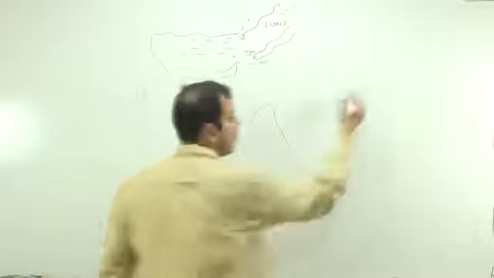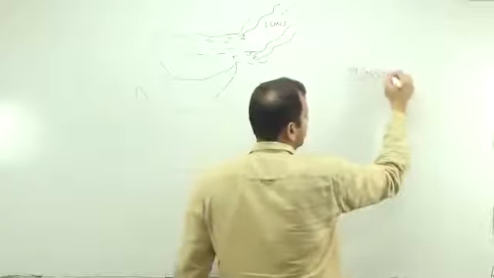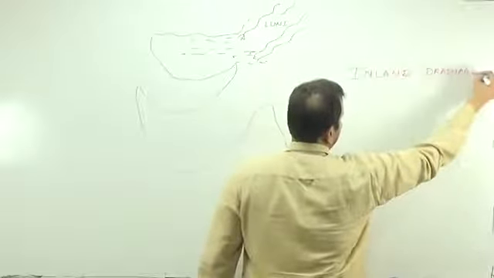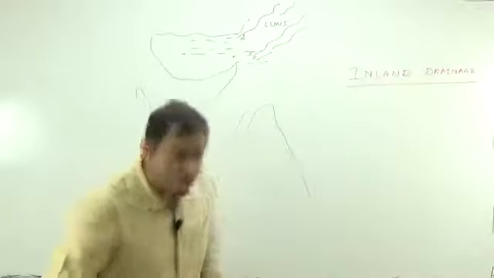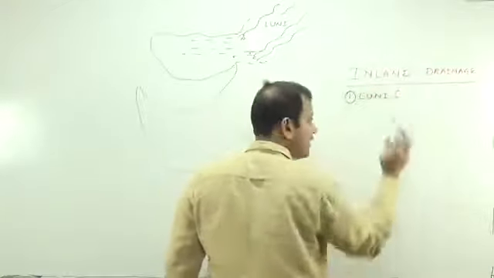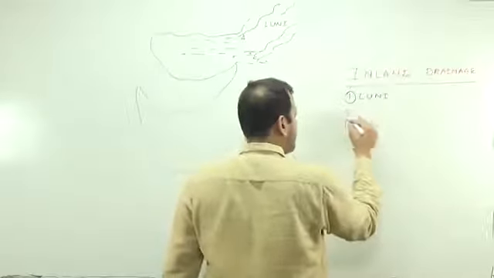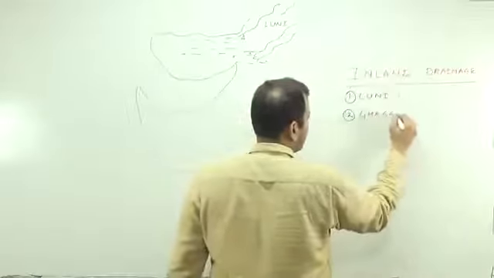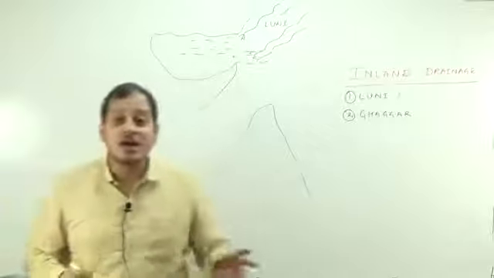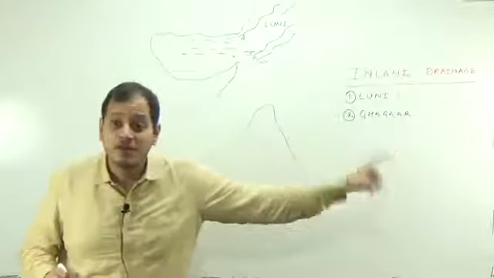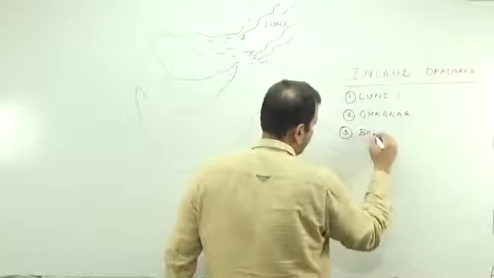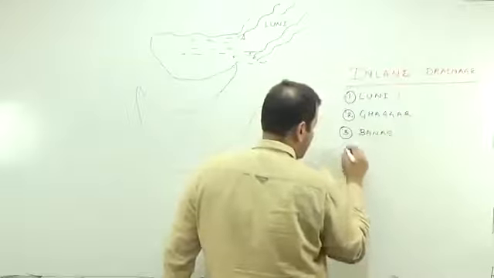So the four rivers which form a part of the inland drainage in India: the most important river is River Luni, which drains into the Little Rann of Kutch. Then is River Ghaggar, which is a river of which state? Haryana. Don't confuse Ghaggar with the Ghagra river of the Ganga river system. Then is River Banas. Then is River Saraswati.